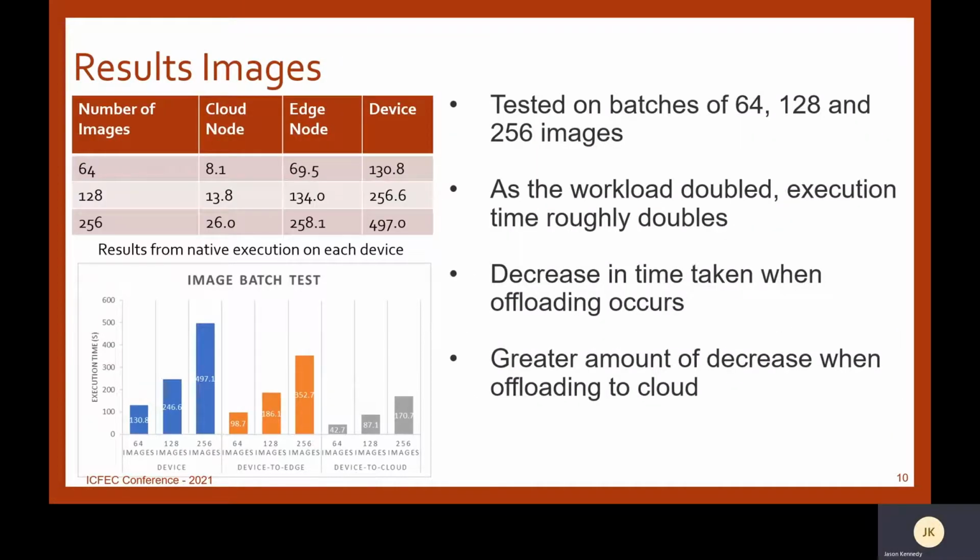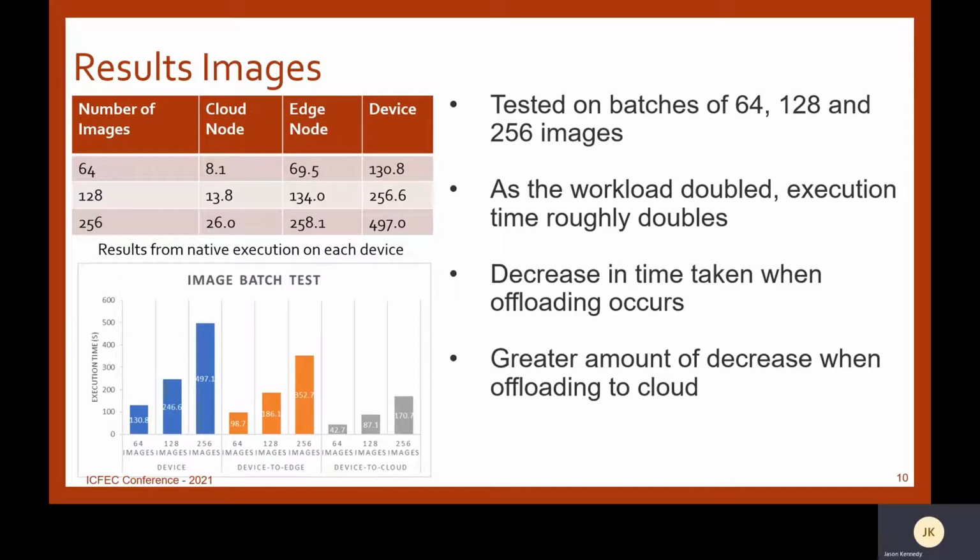So in terms of our results from our image tests, we use batches of 64, 128, and 256 images, and these all have varying resolutions or sizes. Initially, the tests were carried out on the OpenPose application on each device without using AVEC, and that table in the top left shows that native execution as our baseline. So from the table, we can see it takes roughly twice as long on each device whenever we double the amount of data, which is what we would expect.